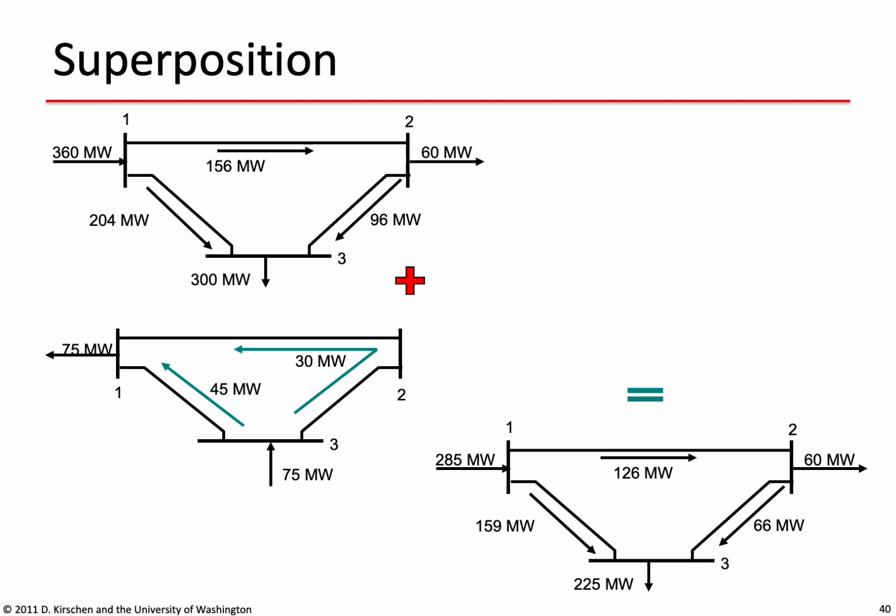And the result of this change to the dispatch using superposition is that we would be having a net injection of 285 megawatts at bus 1. We would have an extraction of 60 megawatts at bus 2, that's just the load at bus 2, and a net extraction at bus 3 of 225 megawatts, which is the 300 megawatt load at bus 3 minus this 75 megawatt injection at bus 3 by generator D.